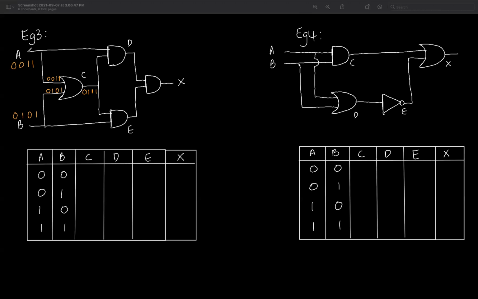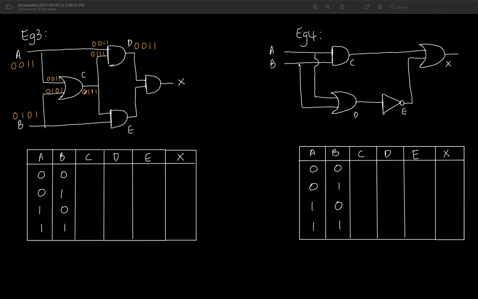Okay, then the same leg goes to here. So I copy down 0, 0, 1, 1, and this one goes here, 0, 1, 1, 1. Okay, this is an AND gate. So both must be fulfilled. So 0, 0, 0, okay, 1. Okay, 0, 0, 1, 1.